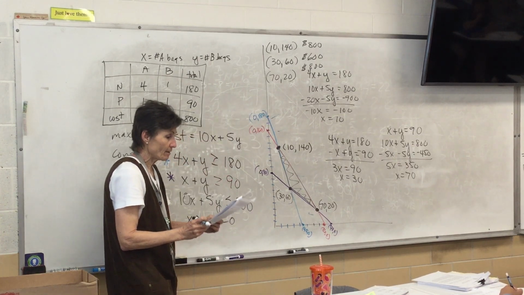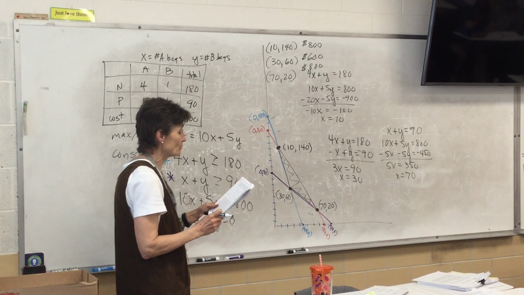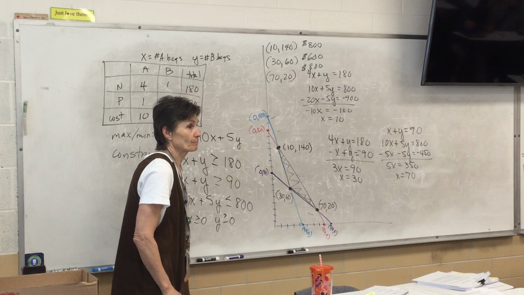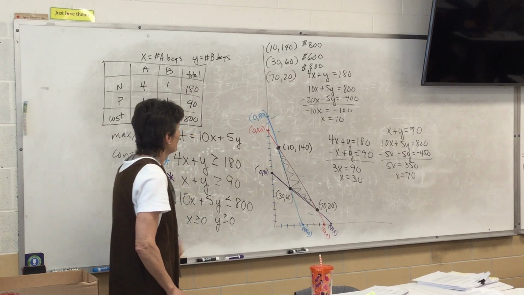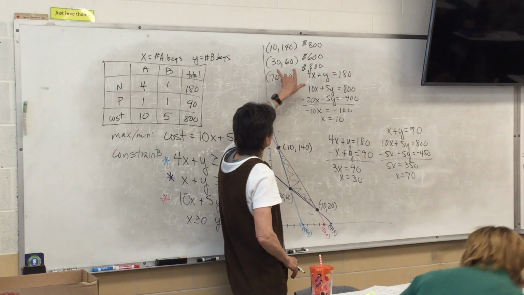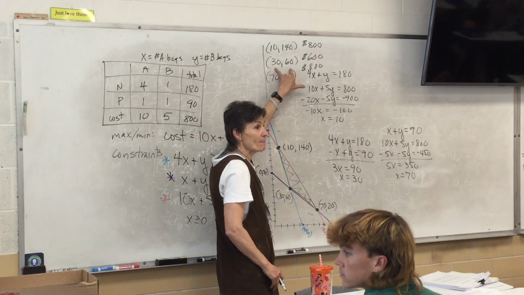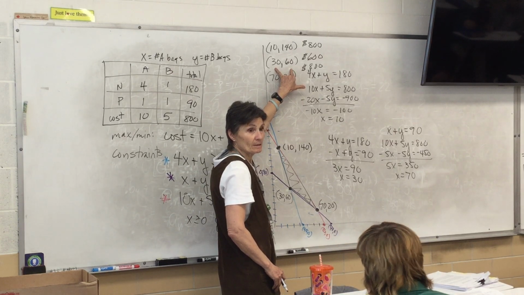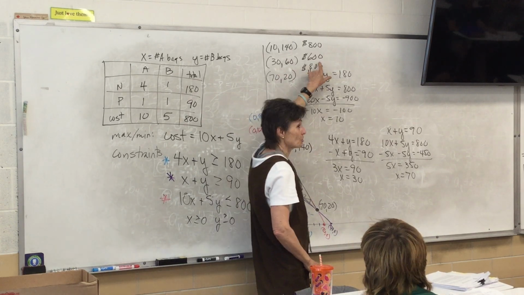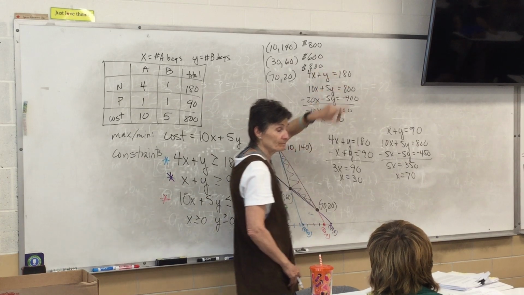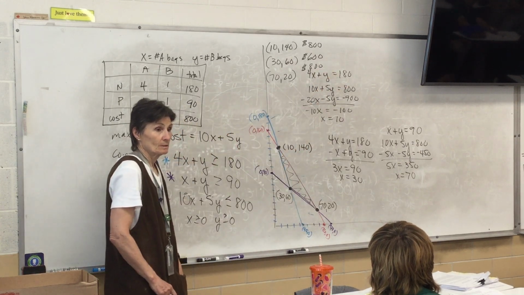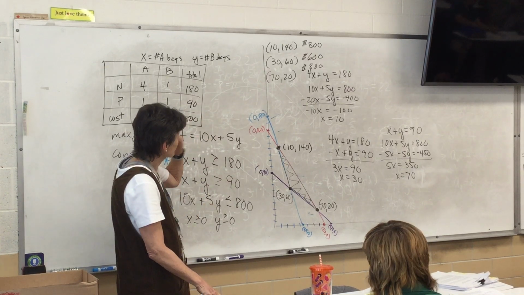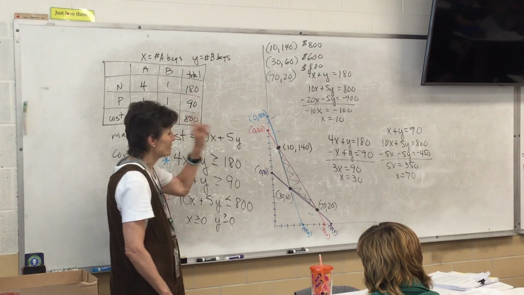So if you're this guy, Johnson's Produce, what are you going to do? You're going to pick the vertex that gives the lowest cost. You're going to buy 30 bags of A and 60 bags of B, and it's going to cost you $600. So number of A bags, 30. Number of B bags, 60. Total cost, $600.